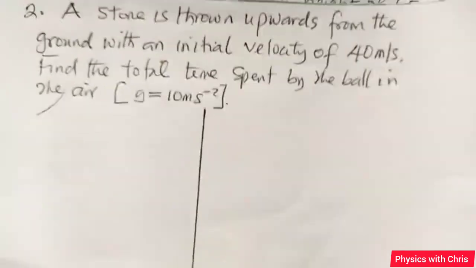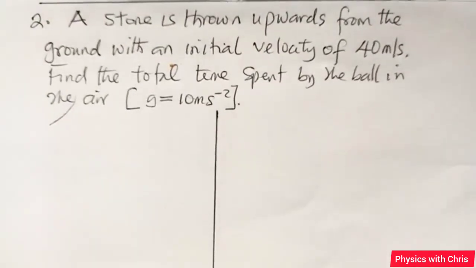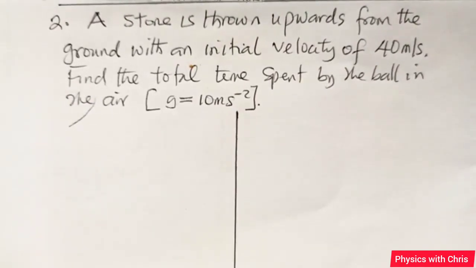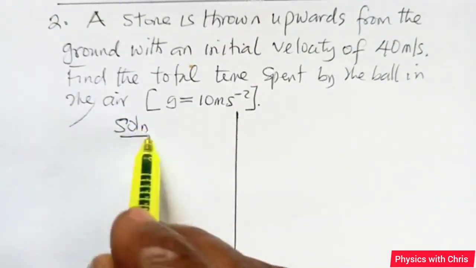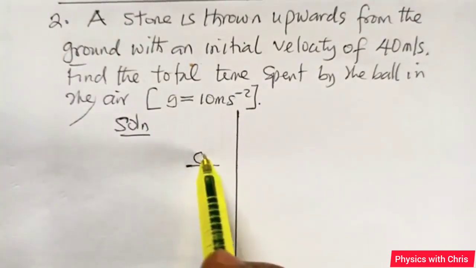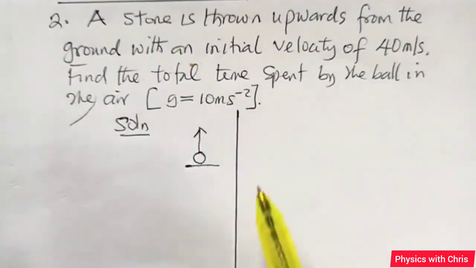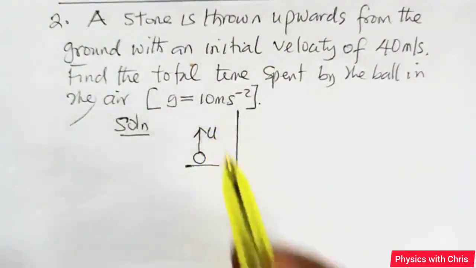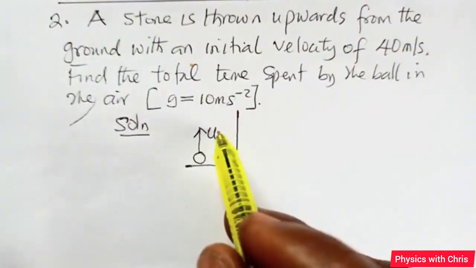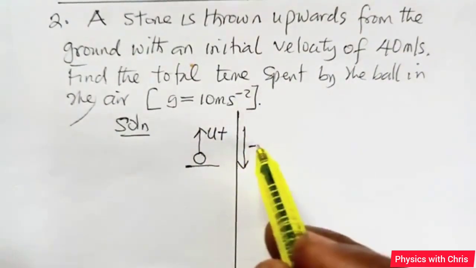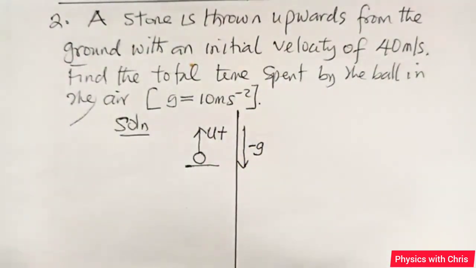Now the second question: a stone is thrown upwards from the ground with an initial velocity of 40 meters per second. Find the total time spent by the ball in the air. Solution: a stone is thrown upwards from the ground. If I want to demonstrate that, I have this stone thrown upwards, which means the velocity is upward. The initial velocity is upward because the stone is moving in that direction. So I'm going to give upward direction this time as positive, and I want to give my G negative, because G is always acting vertically downwards.